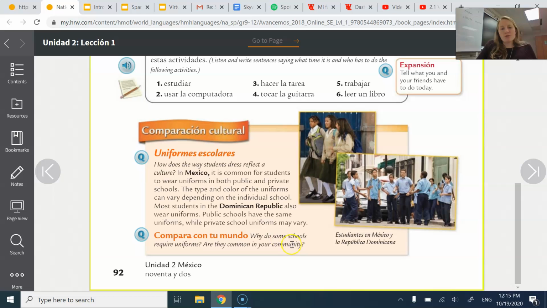So it says compara con tu mundo. Why do some schools require uniforms? Are they common in your community? I believe they are not super common in our community. Obviously, our school doesn't wear uniforms. So that's interesting to learn that in Mexico, it is very common to wear uniforms, both public and private school.